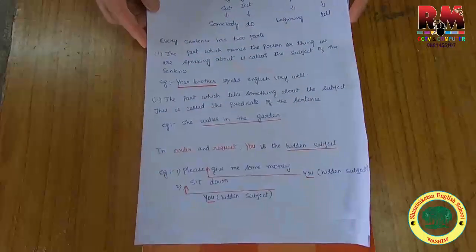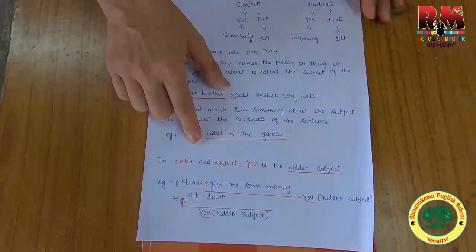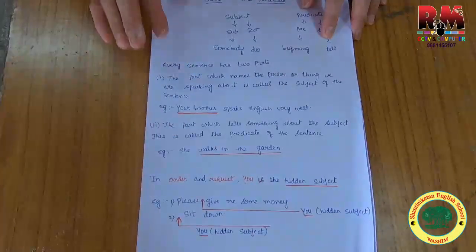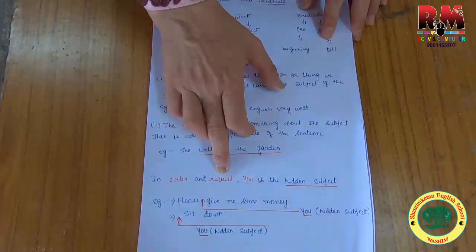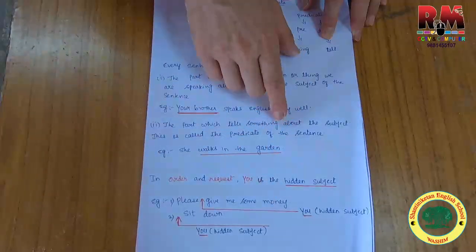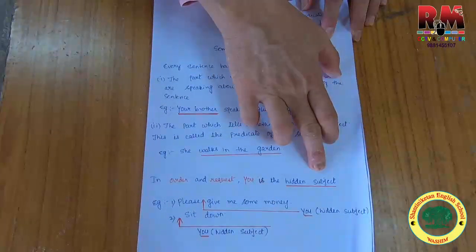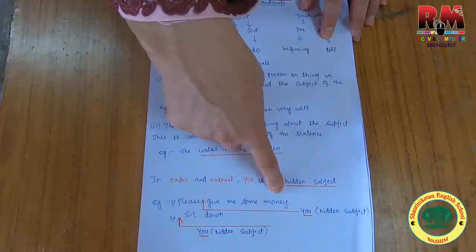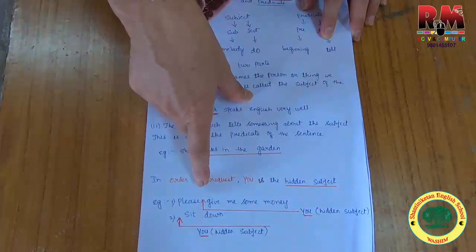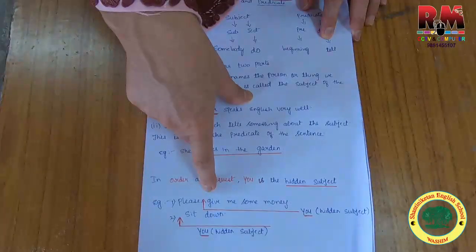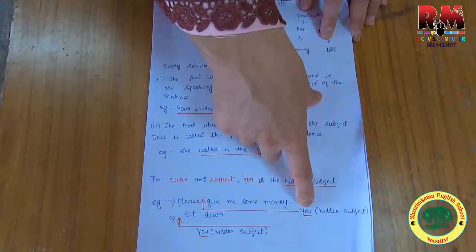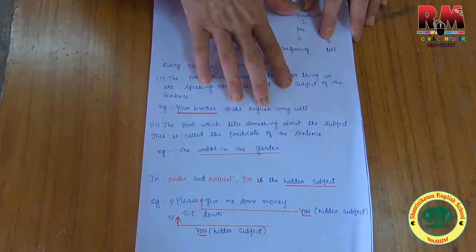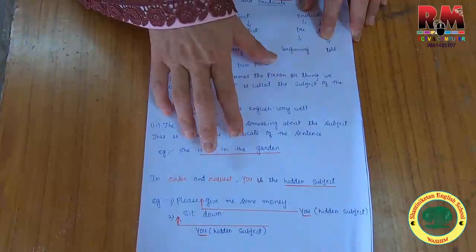The subject can be found when we are talking about an imperative sentence. What is an imperative sentence? An imperative sentence can be in the form of an order or request. Here the subject is hidden. See the example: please give me some money. To whom are you speaking? You're telling a second person. Here you is not mentioned, you is hidden. So the subject can also be found in an imperative sentence.